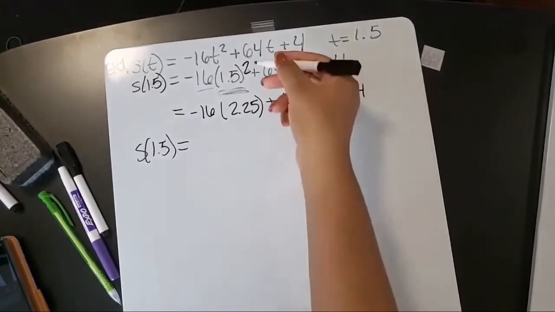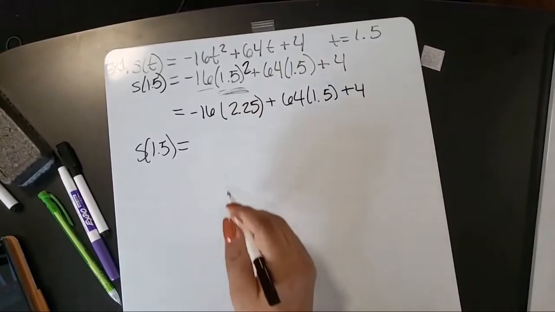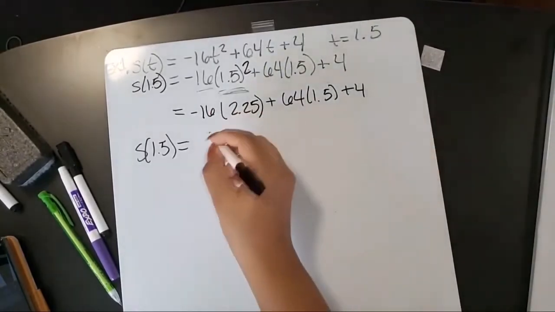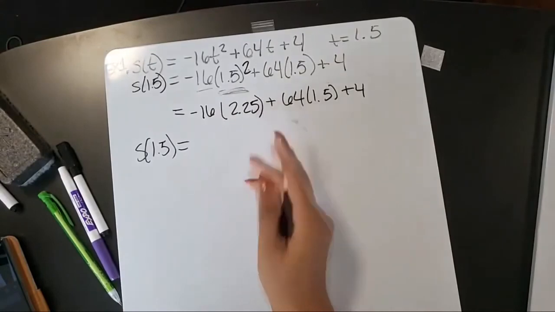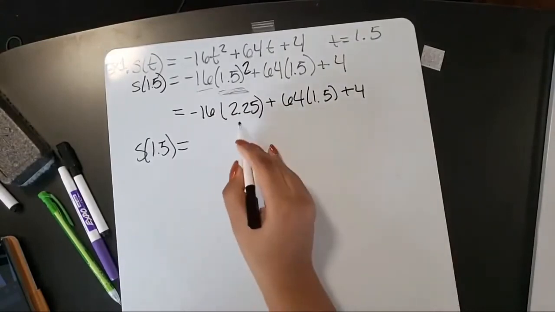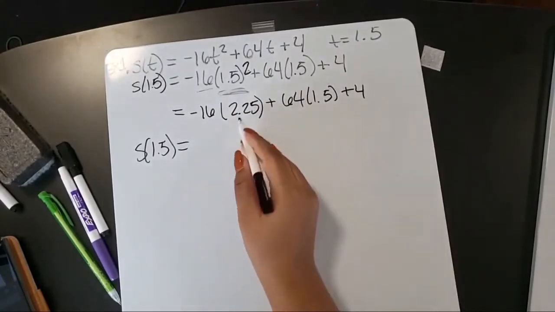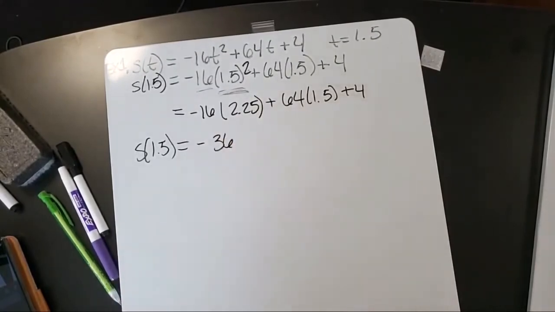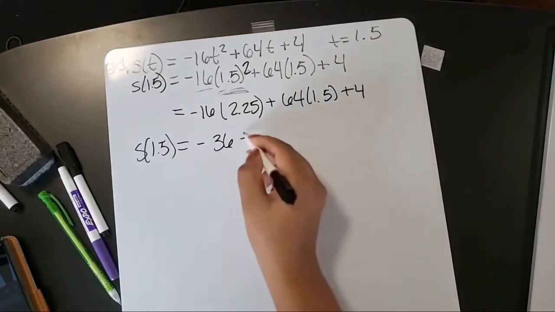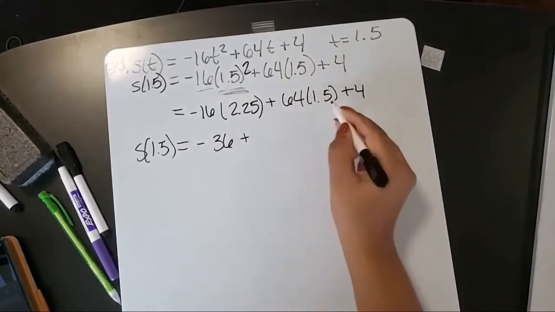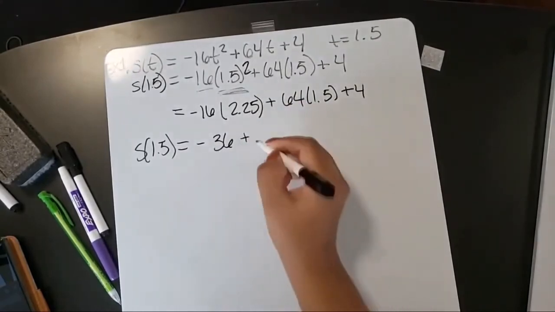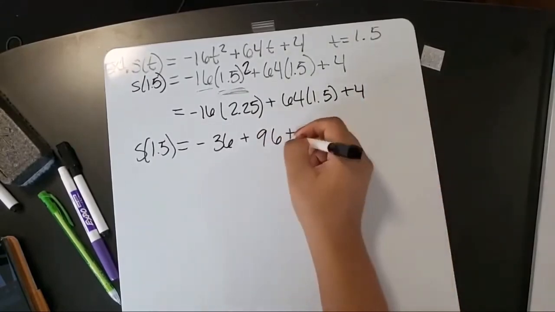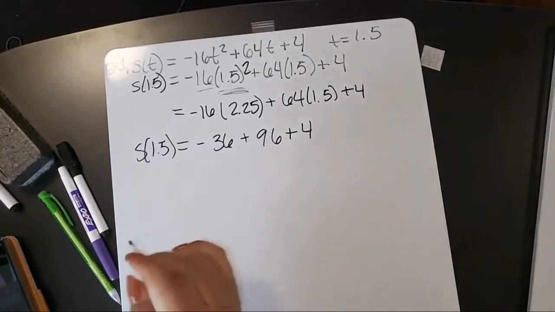Okay. So we did our exponent first. Now we're going to do our multiplication next. So negative 16 times 2.25, we get negative 36. Okay. Bring our plus sign down. Then we have 64 times 1.5. That is 96. Then we bring that plus 4 on down, okay?